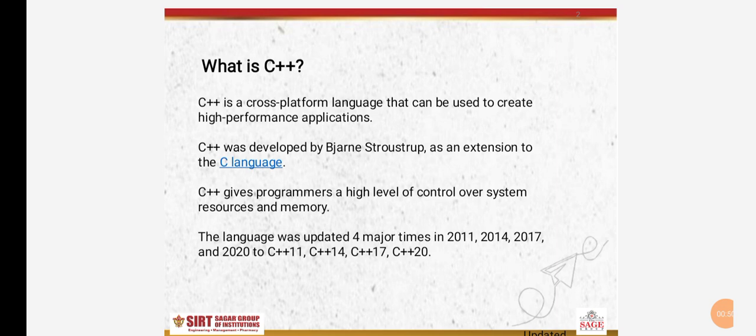Because the C language depends on functions and procedures, but C++ depends on objects and behavior. C++ gives programmers a high level of control over system resources and memory. The language was upgraded in 2011, 14, 17 and after that in 2020. So there are various versions of C++ like C++11, C++14, C++17 and C++20.